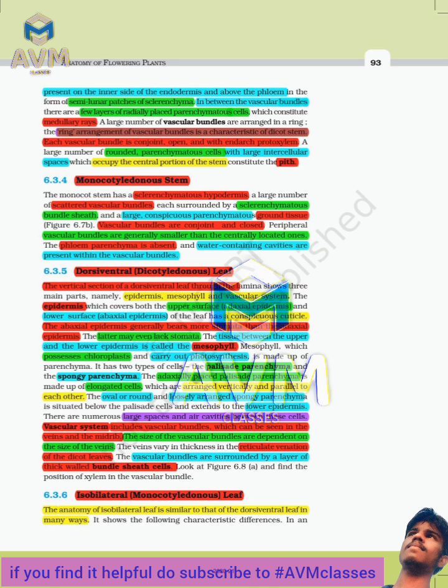Vascular system includes vascular bundles which can be seen in the veins and the midrib. The size of the vascular bundles is dependent on the size of the veins. The veins vary in thickness in the reticulate venation of the dicot leaves. The vascular bundles are surrounded by a layer of thick-walled bundle sheath cells. Look at figure 6.8a and find the positions of xylem in the vascular bundle.